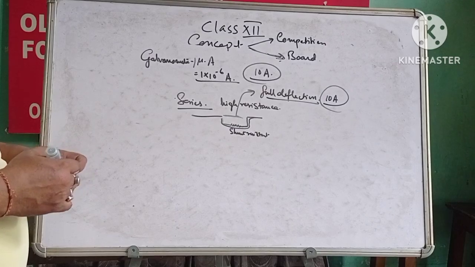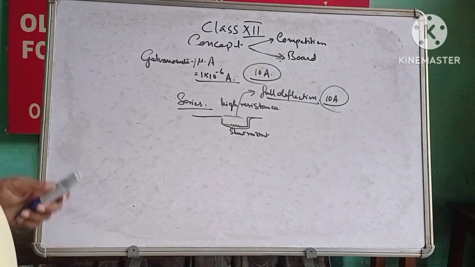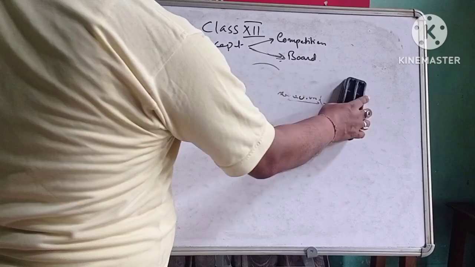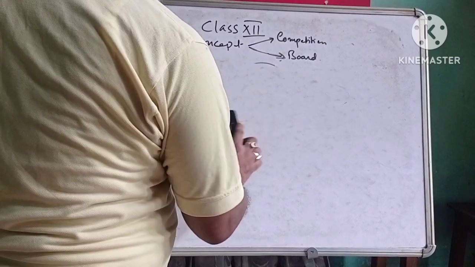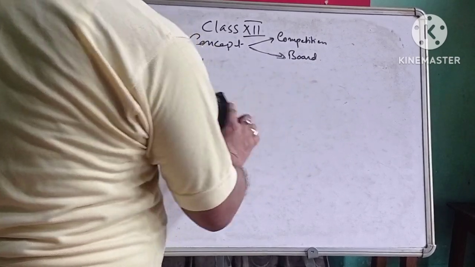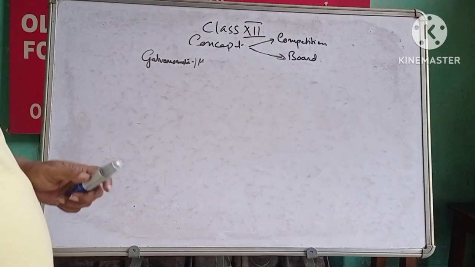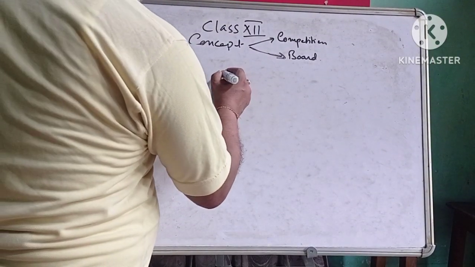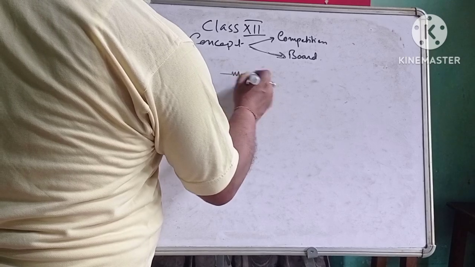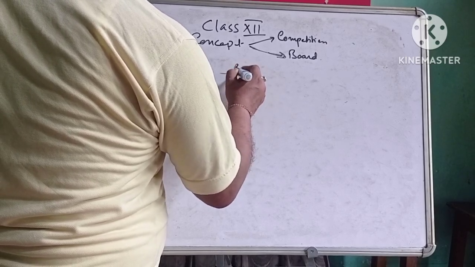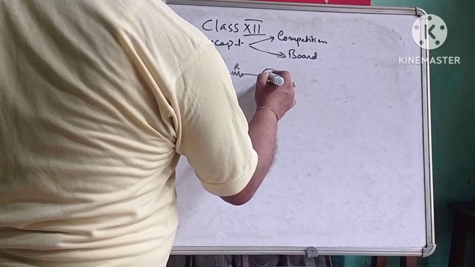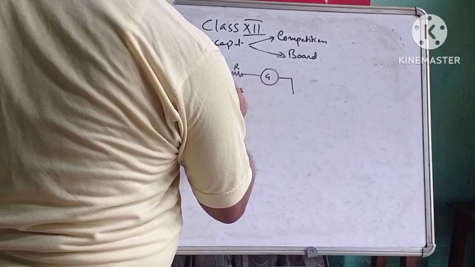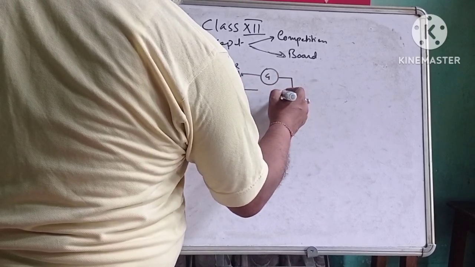Now the same is the case if you use this as a voltmeter. So a high resistance in series must be connected to the galvanometer, because to measure potential difference we connect this in parallel.